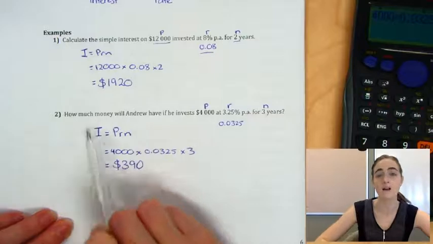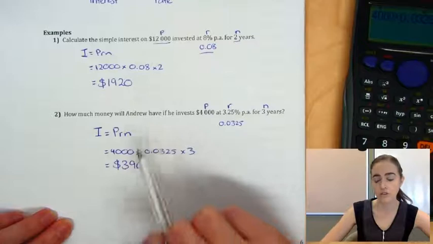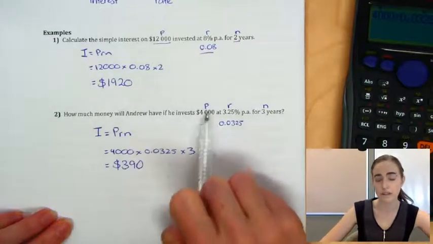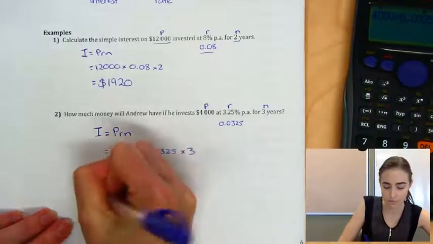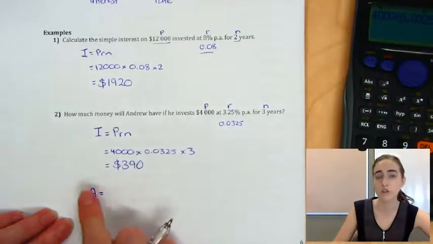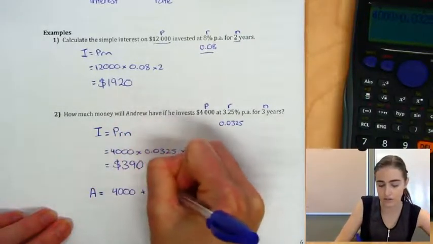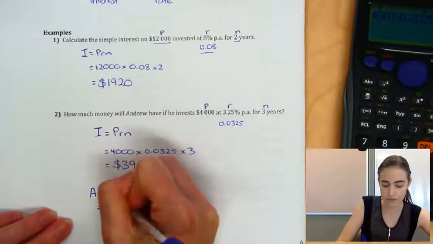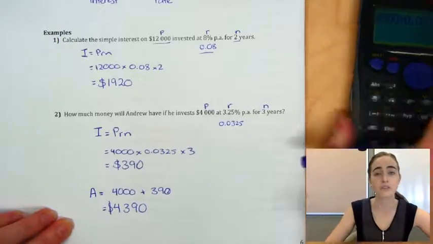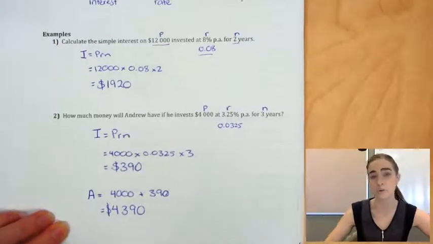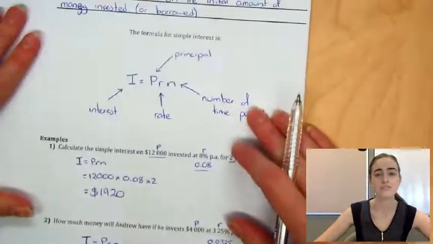But the question hasn't asked us just to calculate the interest. The question has said, how much money will Andrew have if he invests this much money? So not only does he still have his $4,000, but he now also has another $390. So the total amount, so we'll use A for amount, the total amount he has at the end is that $4,000 plus the interest that he earned. So that's going to be $4,390 all up. So just being careful whether the question is just asking you for the interest or whether it's asking you for the total amount in that account. All right, so it's a few examples of simple interest.